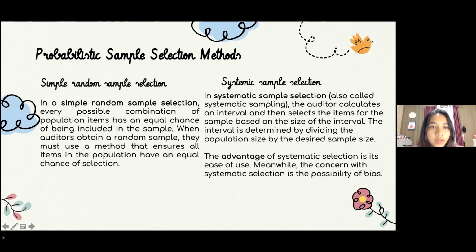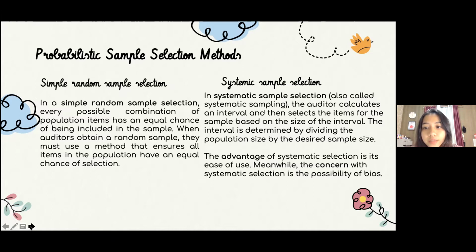Okay, the probabilistic sample selection methods. The first one we have here is simple random sample selection. In simple random sample selection, every possible combination of population items has an equal chance of being included in the sample. When auditors obtain a random sample, they must use a method that ensures all items in the population have an equal chance of selection.